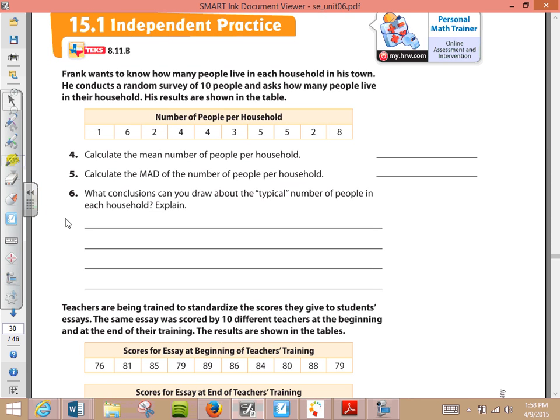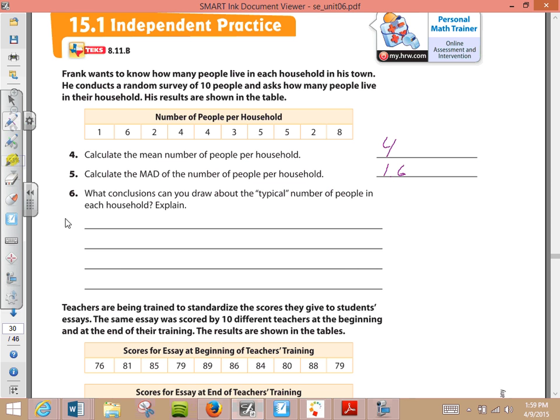Frank wants to know how many people live in each household in his town. He conducts a random survey of 10 people and asks how many people live in the household. His results are shown in the table. What does it mean? Just 4? Okay. What is a MAD? 1.6. Is there anybody in this classroom who does not quite understand how to get the MAD? If you don't, you can tell me now and I can explain it quickly.